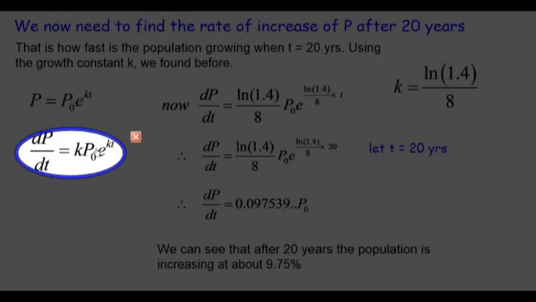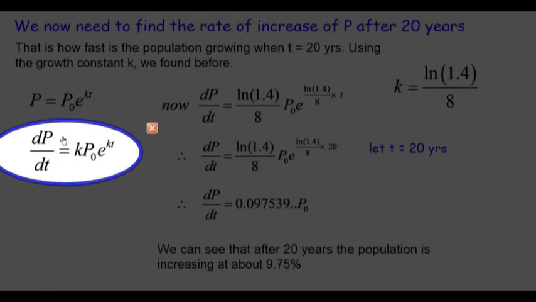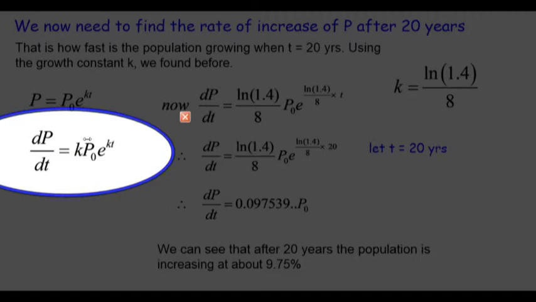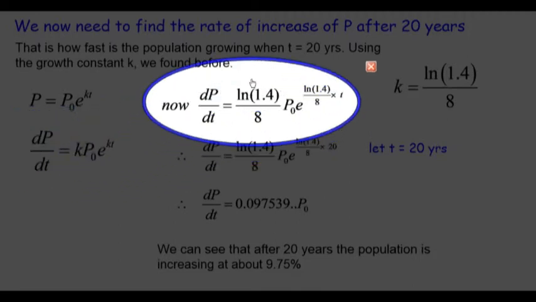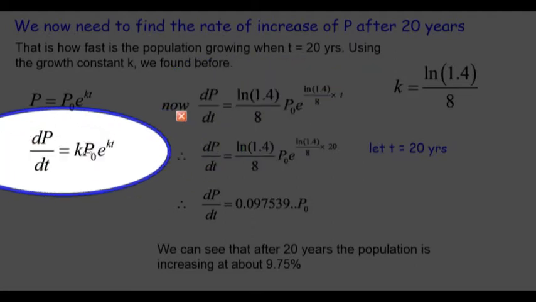You may need to revise differentiating exponentials, but the derivative of e to the f(x) is f'(x) e to the f(x). So we can see here that the derivative is k P0 e to the kt. Now a couple of things here. One of them is that we actually don't know what P0 is, but we do know what k is. Let's go back here. We don't know P0, but we do know k and t.